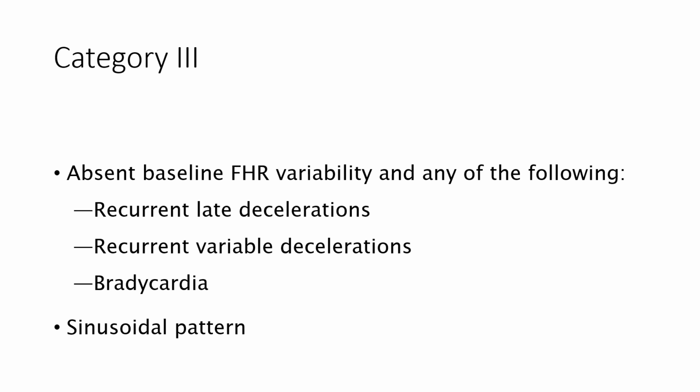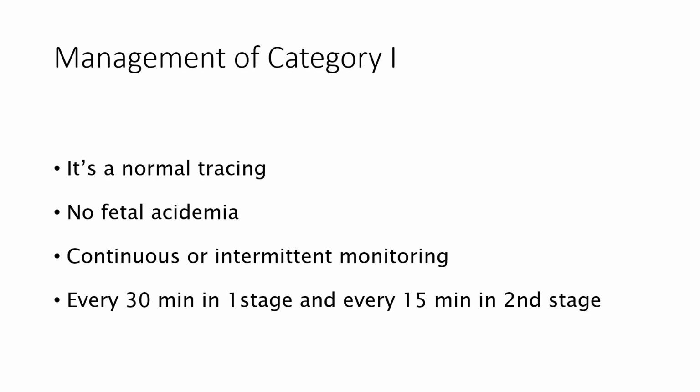Category 3, which is the pathological or the abnormal tracing, is the absent baseline fetal heart variability, and recurrent late deceleration, recurrent variable deceleration, and bradycardia. Also, sinusoidal pattern is considered as a category 3. So how do we manage category 1? Basically, there is no management for category 1 because it's normal, so it's going to be just observation or monitoring. It's a normal tracing, no fetal acidemia, continuous or intermittent monitoring.